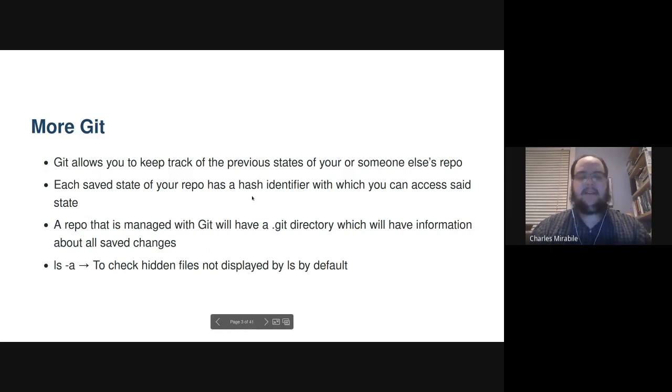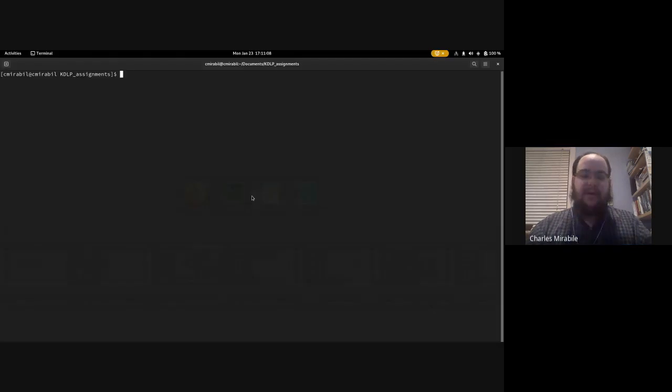Git basically allows you to keep track of previous states of your repository. This word repo is short for repository. A repository is basically a bundle of code. It's sort of one project. It's sort of the unit of Git.